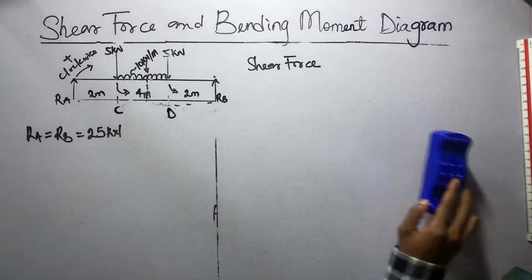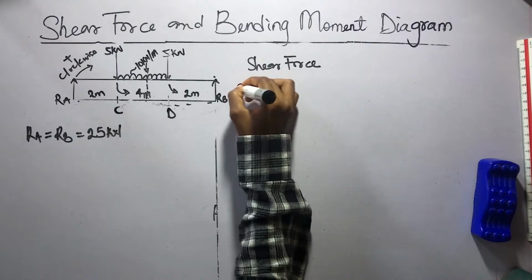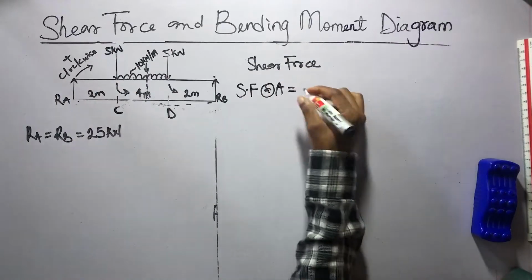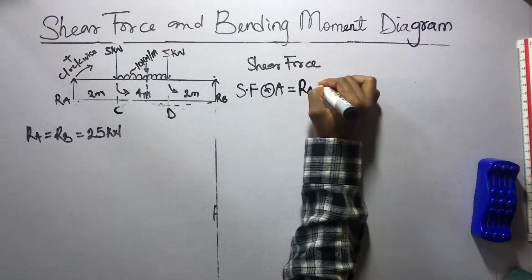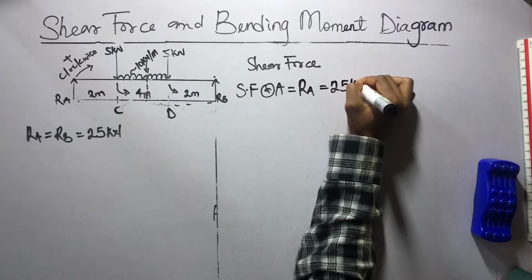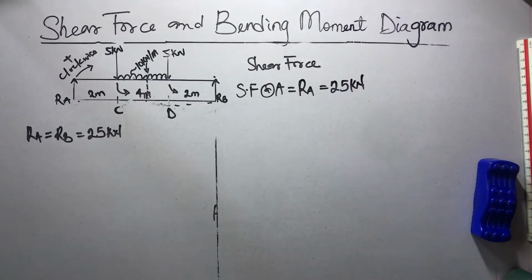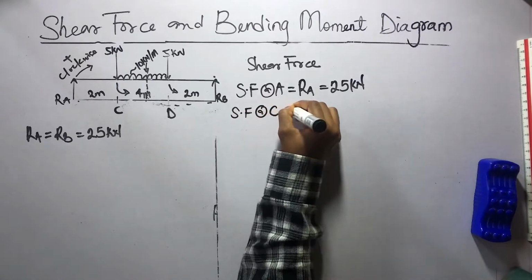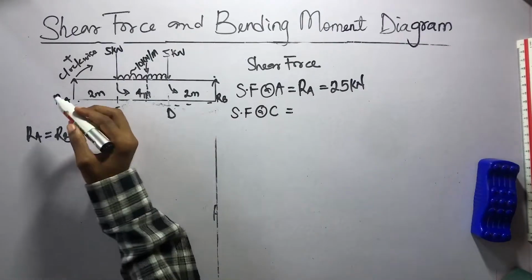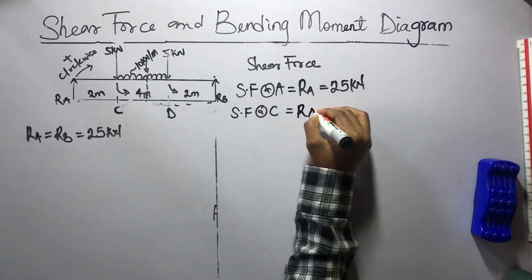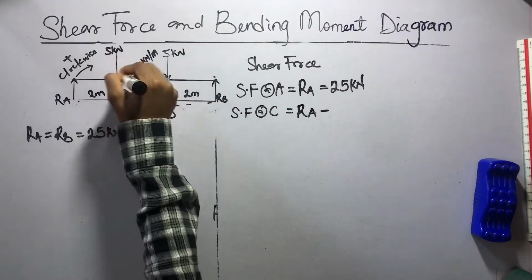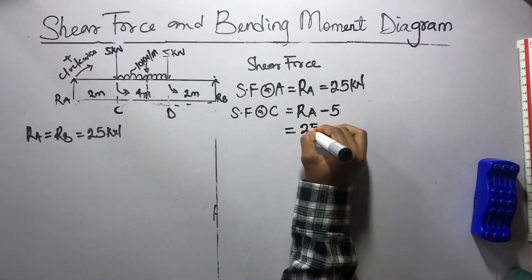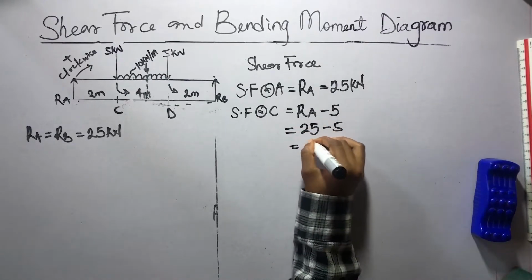The first thing to do is to calculate the shear force at A. Now the shear force at A is simply the support at A, or rather the force at A, which is RA, equal to 25 kilonewton. Now the next point is C, so we'll calculate the shear force at C, which is equal to RA. The next one is negative, so it's a minus sign, so minus 5. We have RA as 25, so 25 minus 5 will give us 20 kilonewton.